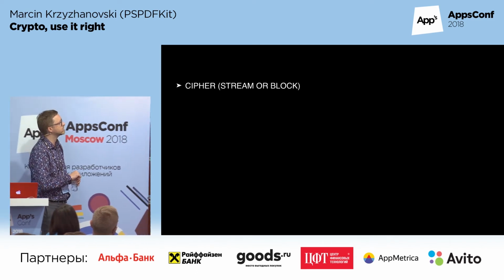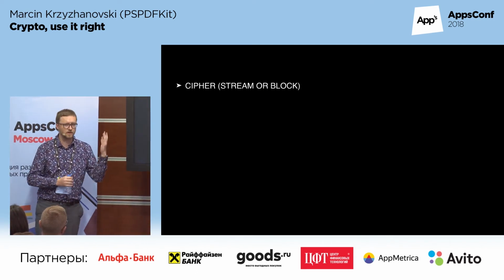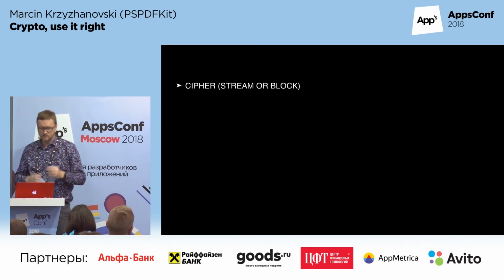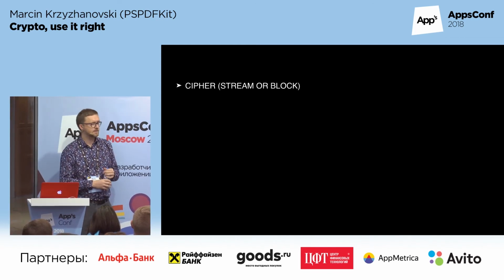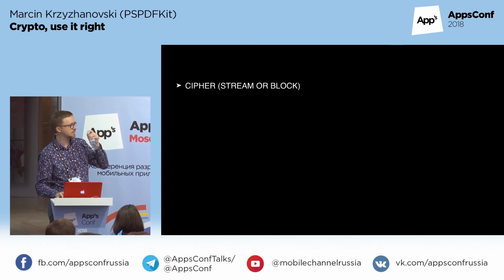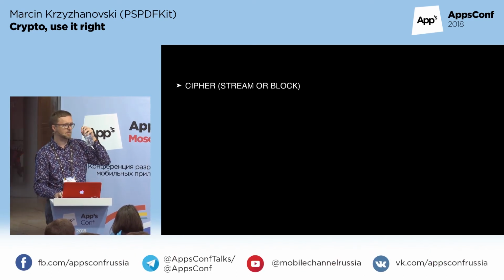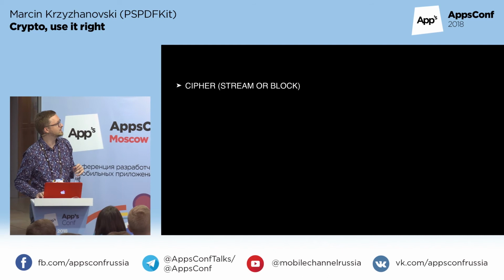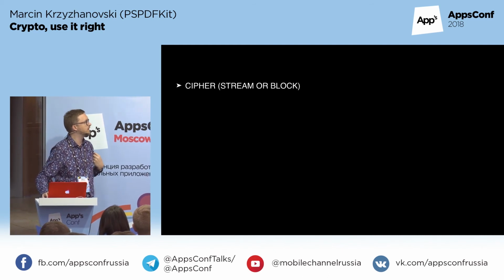Let's summarize. Cipher can be block or stream. Block is always of the block length. Stream, yeah, I didn't give you the name of the stream ciphers. The name will be ChaCha or Salsa. Very catchy names, but it works. ChaCha is actually quite popular.